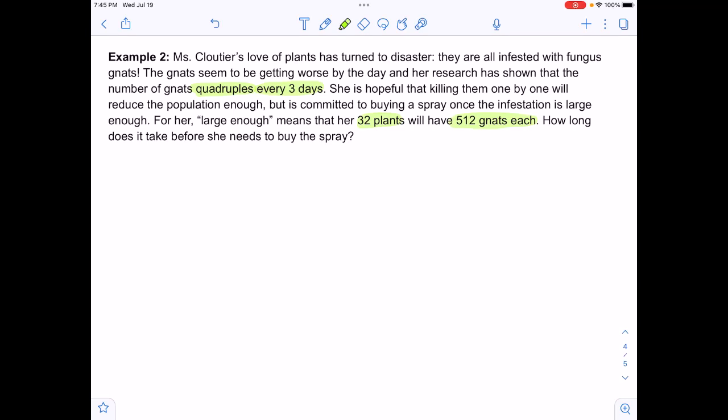Okay. First, let's figure out how many gnats we're dealing with. I have 32 plants, and if each of them has 512 gnats, I would go 32 times 512, which is 16,384 gnats. Nasty. Okay? The other thing that we know is it's quadrupling every 3 days. So I'm being multiplied by 4, hint, hint, that's your base. But it's only every 3 days. So what does that look like?